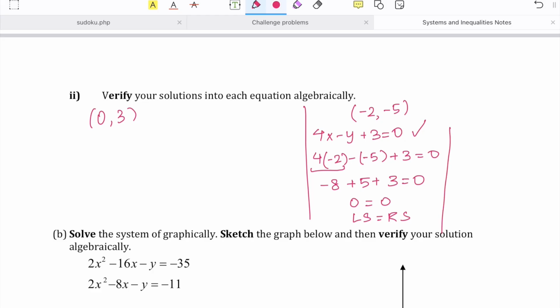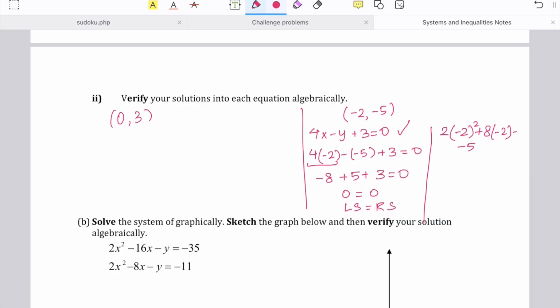For the second equation, it's 2 times -2 squared plus 8 times -2 minus 5 plus 3 is equal to 0. So when I input that in the calculator, I'll get 8 minus 16 plus 5 plus 3 is equal to 0. That's 0 equal to 0. Left side is equal to right side. So that means this solution is correct. I verified it. Now I need to do the same for my 0, 3.